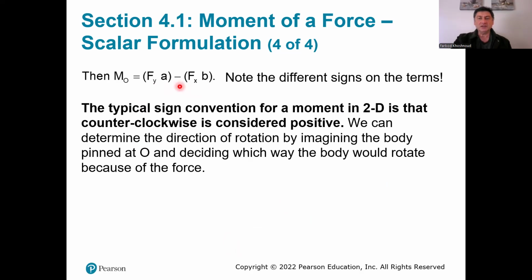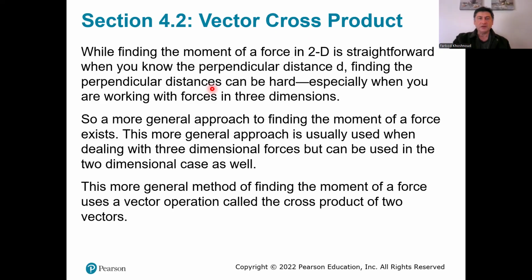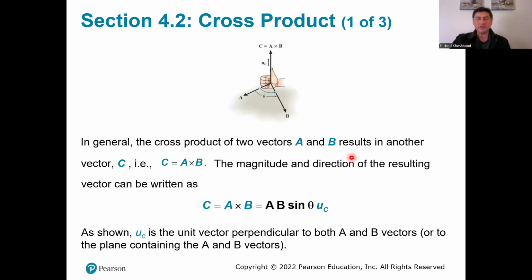Therefore, the moment can be calculated as force Y times A minus force X times B. The sign is, if you consider the clockwise and counterclockwise directions, you can find that force Fy times A creates a moment that is opposite of force X times B. And the more general approach would be using the cross product, which we'll talk about next.